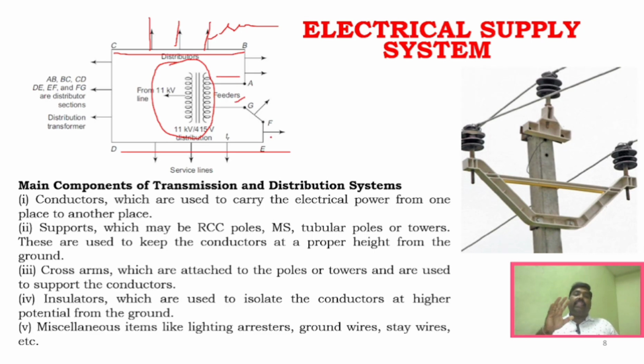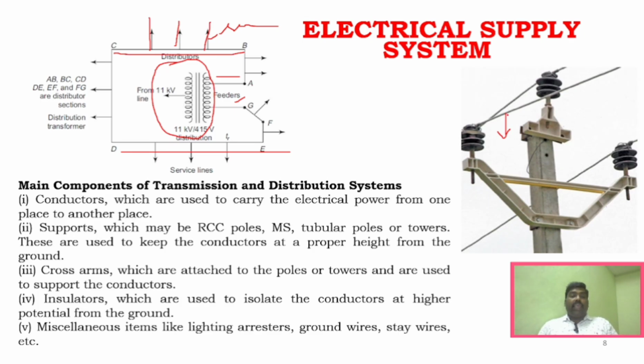So you will understand the difference between distributors, feeders, as well as the service lines, right? And the components used for transmission and distribution system is conductors. What is conductors? You can see these lines, right? These lines you would have seen in your streets, where you have these aluminum lines. Mostly you will use aluminum or copper. Aluminum lines are used to carry the electrical power from one place to another. These are called conductors.